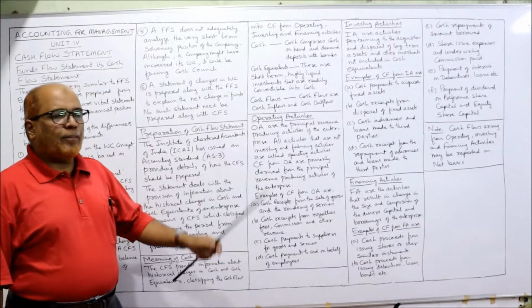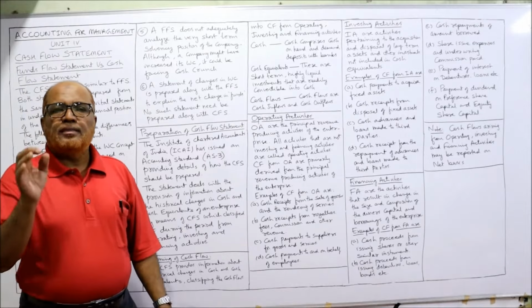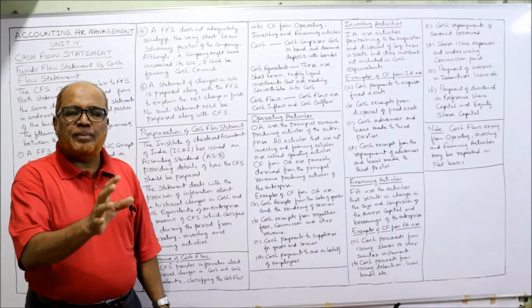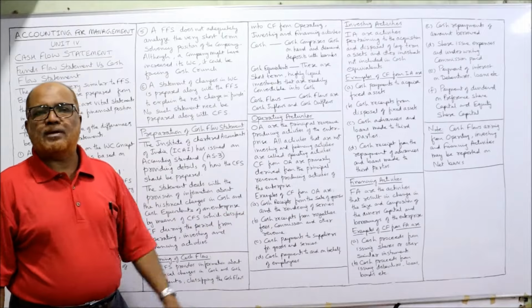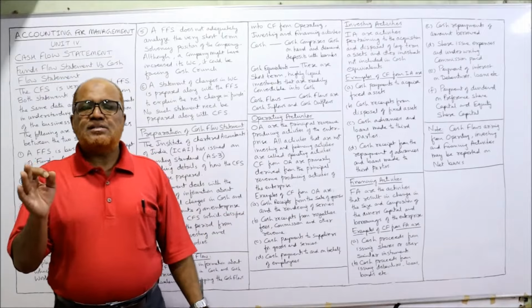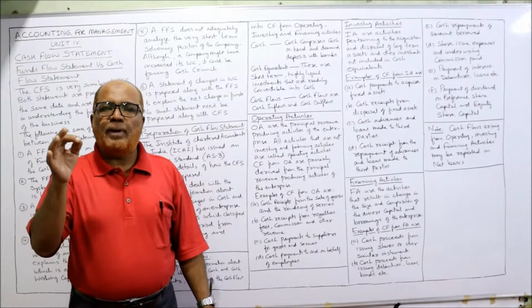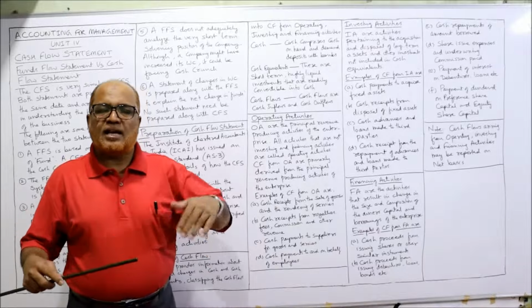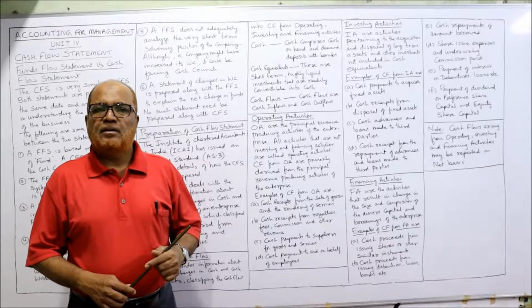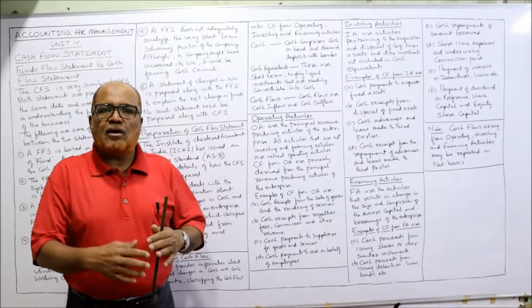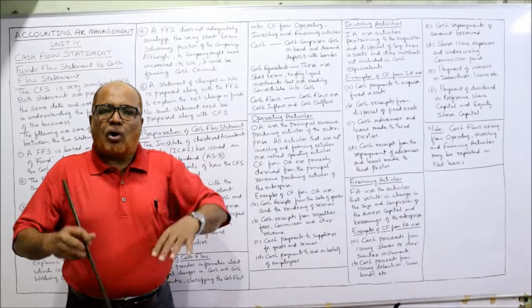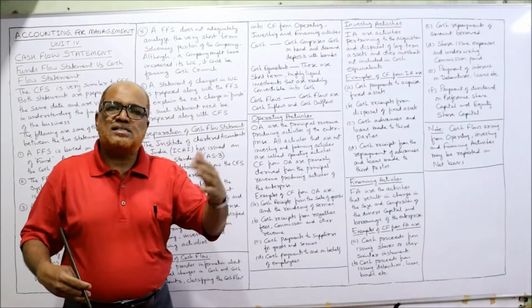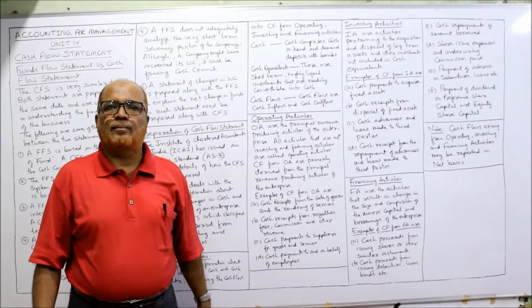So, first of all, operating activity. The principal revenue generating activity of the business is called operating activity. Every business is concerned with the main activity. Example, a business which is concerned with purchasing and selling cloth. The main activity is buying the cloth and selling the cloth. So all the cash flows involved in buying and selling the cloth are called operating activity.